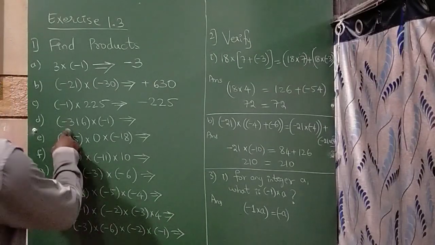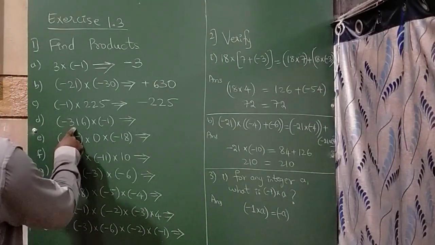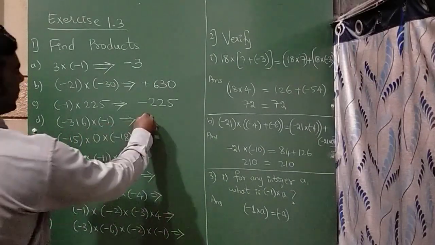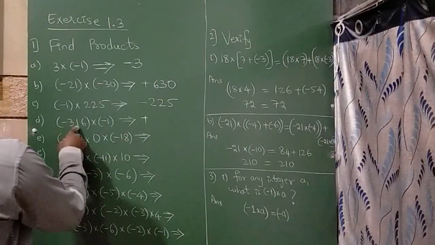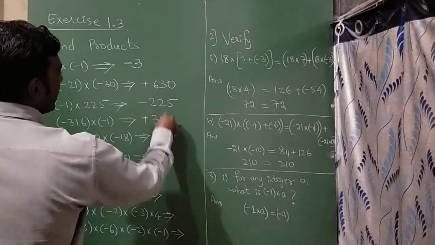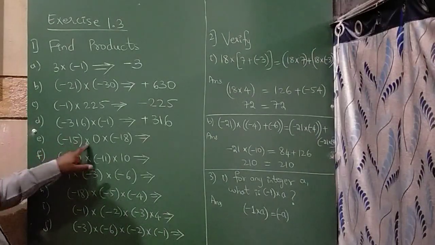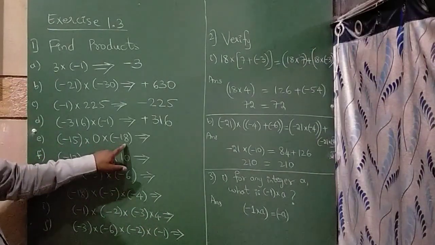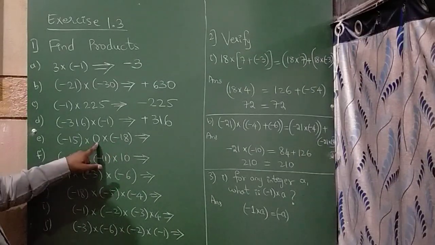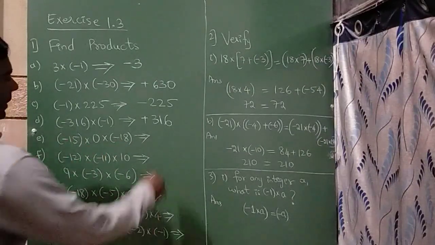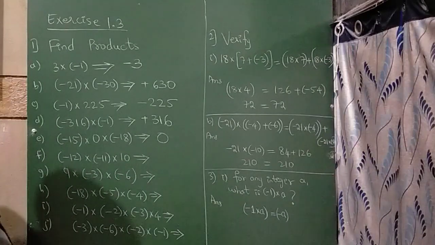Fine. Now here fourth question, minus 316 into minus. Minus into minus will become plus. 316 ones are 316. Okay. So minus 15 into 0 into minus 18. 0 into any number is a 0. Fine.